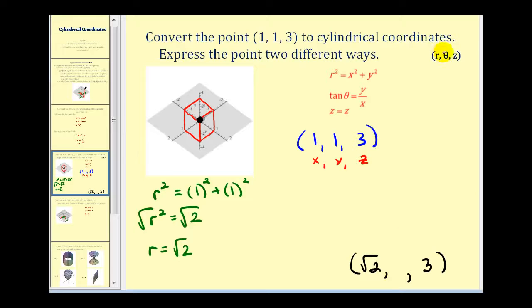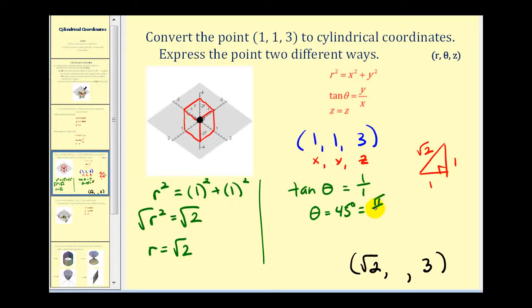And now we need to determine the value of theta, and we can use the second equation here where tangent theta is equal to y over x. So tangent theta is going to be equal to 1 over 1. This should remind us of a 45, 45, 90 right triangle. Remember, there's an infinite number of angles that have a tangent function value of 1. We'll go ahead and use the most obvious one where theta would have to be 45 degrees or pi over 4 radians. So this would be one way to express this point in cylindrical coordinates.